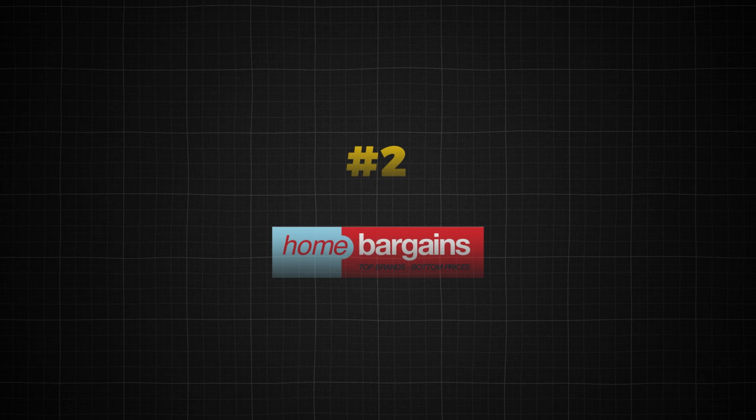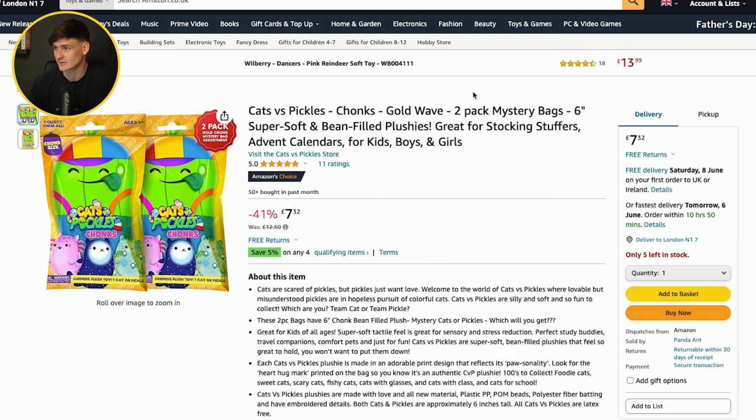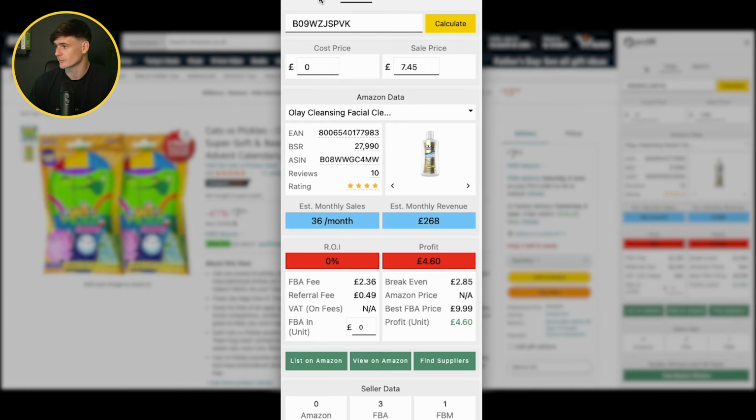Now moving on to the next product, and this one's from Home Bargains. It's this Cats versus Pickles mystery plush. It's £1.49. This one's slightly different because it's a pack of 2. So we'd actually be buying these as packs of 2, combining them into our unit cost is going to be about £3. So we'll load it up on the Profitl Chrome extension.